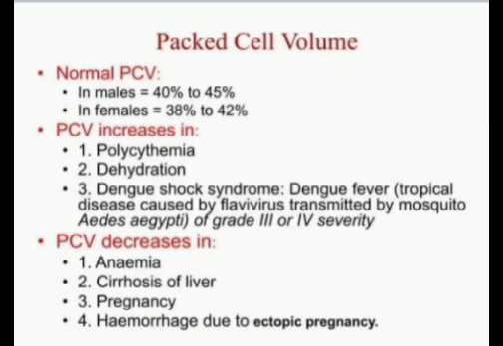But when there is a decrease in packed cell volume, it may indicate anemia, cirrhosis of the liver. It also decreases during pregnancy in females, and in hemorrhage due to ectopic pregnancy. The PCV decreases. We are going to look at anemia in details in this class. Alright?